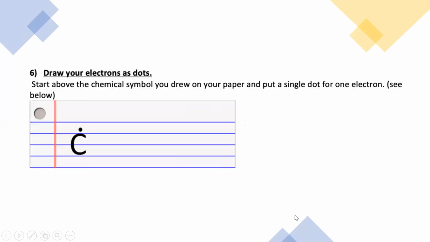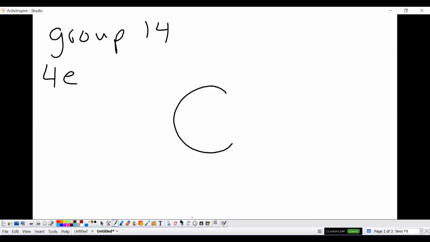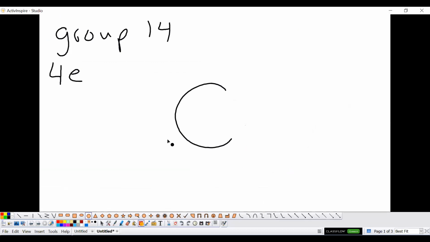So what's the next step? Draw your electrons as dots. Start above the chemical symbol and put a single dot for 1 electron. I can do that. I'm going to go ahead and go back to here. And let's use the circle thing because I don't think you want to watch me do horrible dots. So I'll put 1 dot right there. Boom. All right. What do I do now?